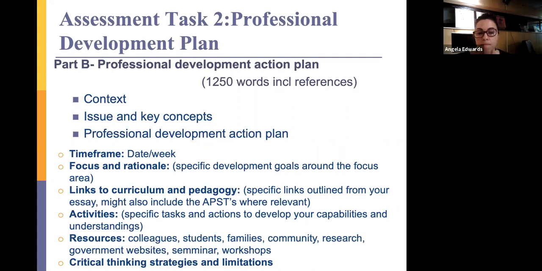So the second heading, this is issue and key concepts. So the implications that you will need to action. So this is where it's the aims of your plan and why you've actually chosen these actions. So it's just a bit of an overview of the reasons behind your action plan. So this is where you need to reference these understandings.